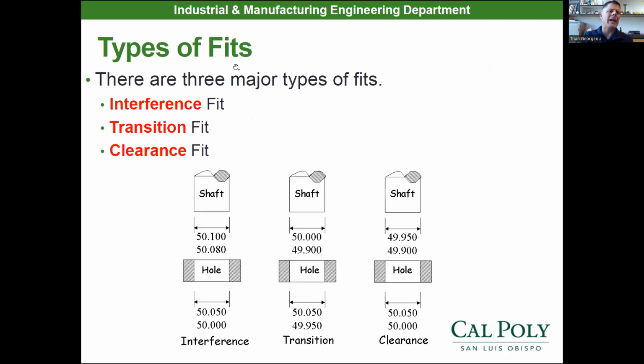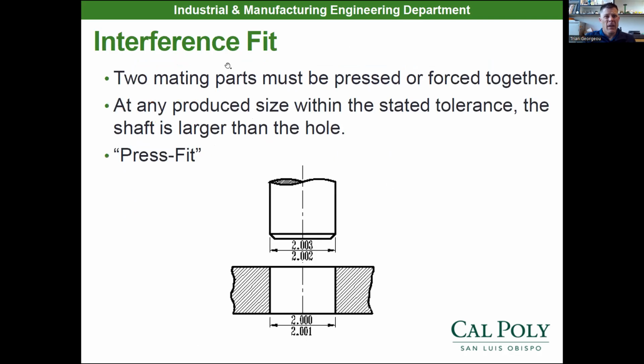Now, once you assign the tolerance, you have another part that it fits together with. And parts really can only fit together 3 different ways. You can have an interference fit, a transition fit, or a clearance fit. So if you think about it, in an interference fit, part number 1, like the shaft, is always larger than the hole. So these are called press fits.